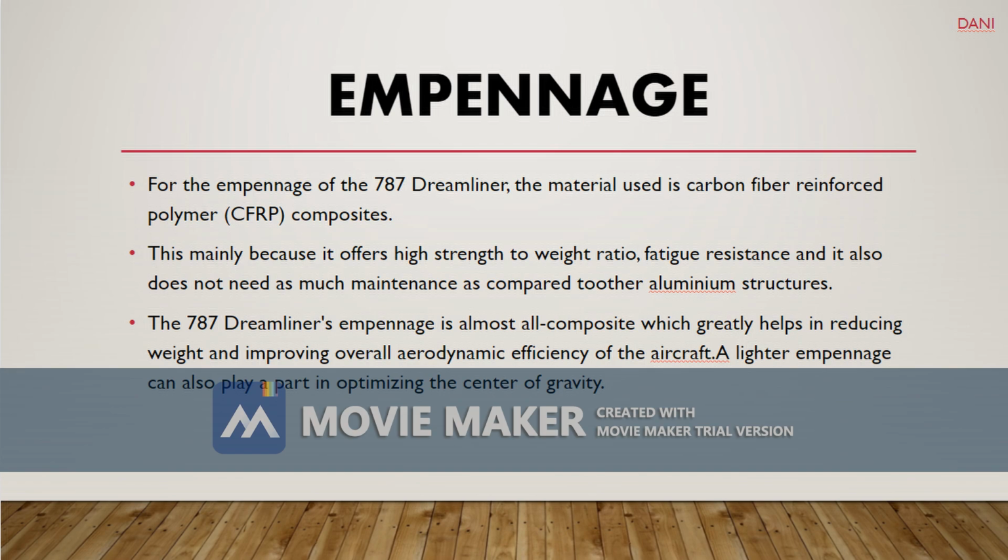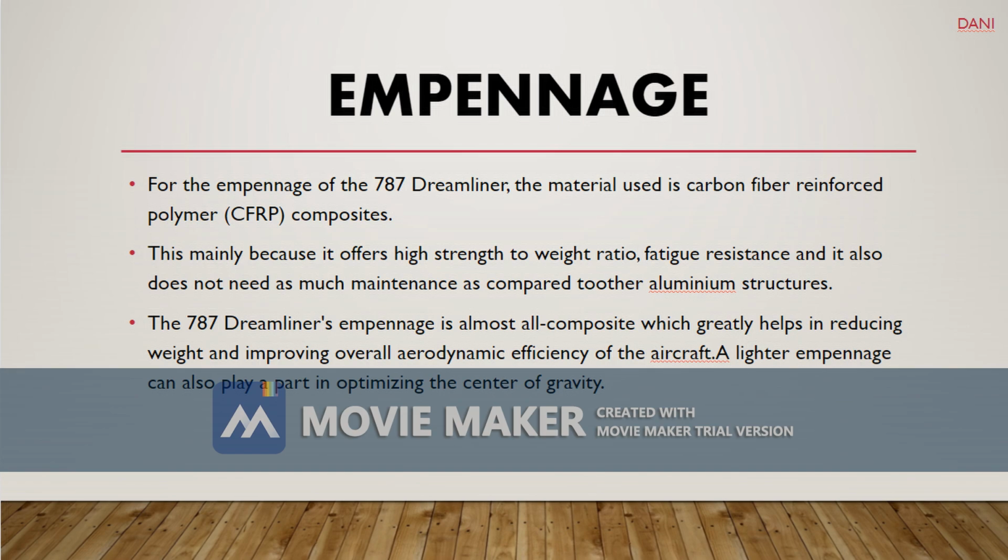So now I'll be discussing the empennage of the Boeing 787 Dreamliner and why it is primarily constructed using carbon fiber reinforced polymer, or easily known as CFRP composites. The empennage, or easy to say, the tail section of the 787 Dreamliner, is made almost entirely of CFRP composites. This choice of material offers quite a few key advantages over traditional materials like aluminium.